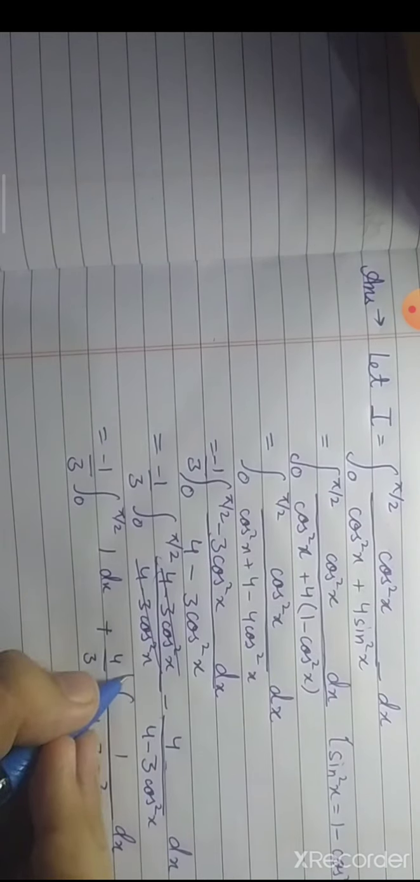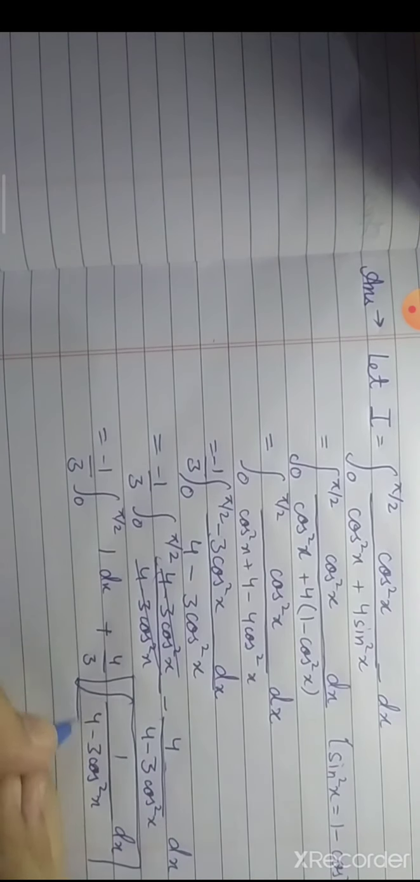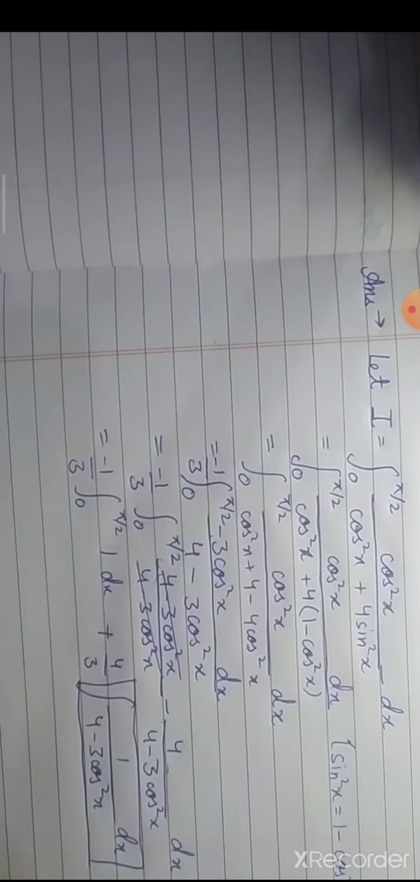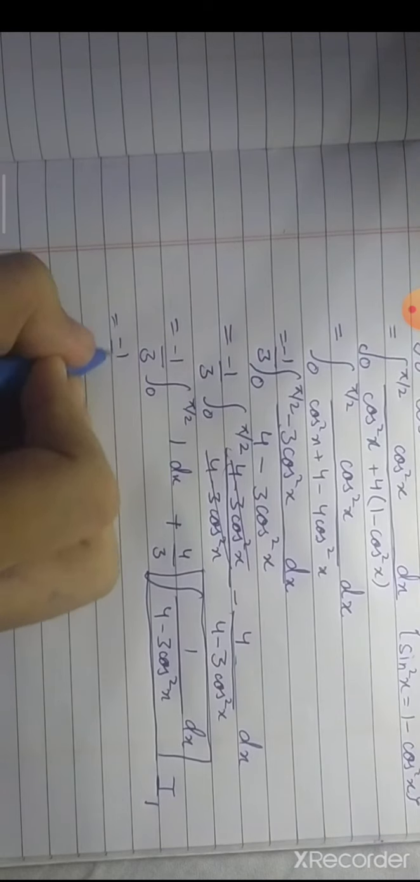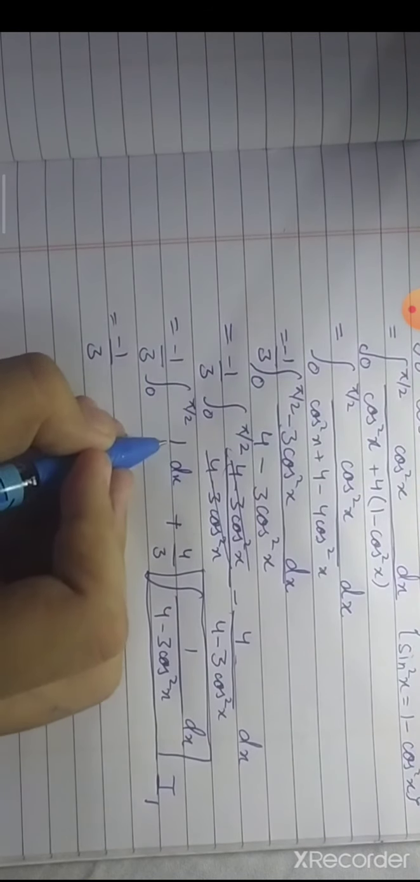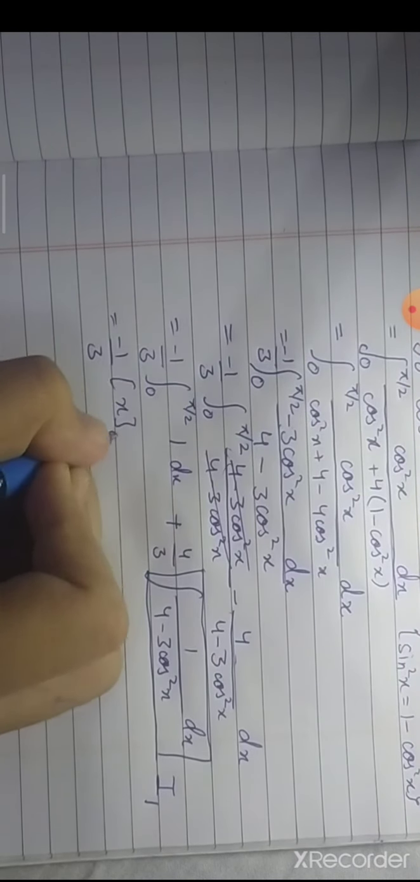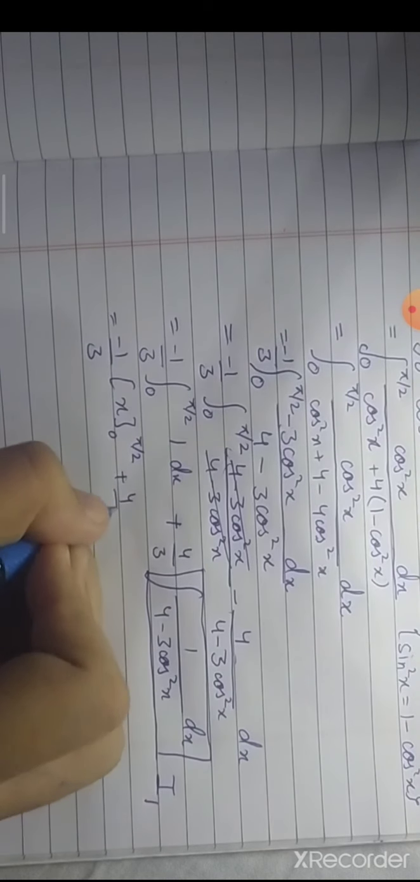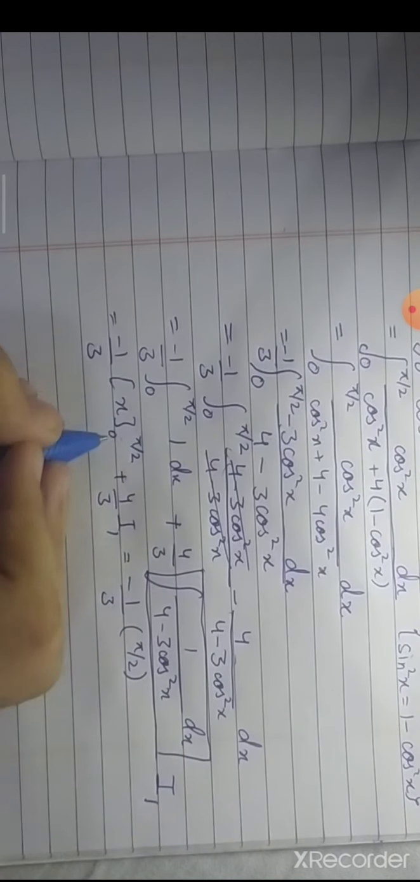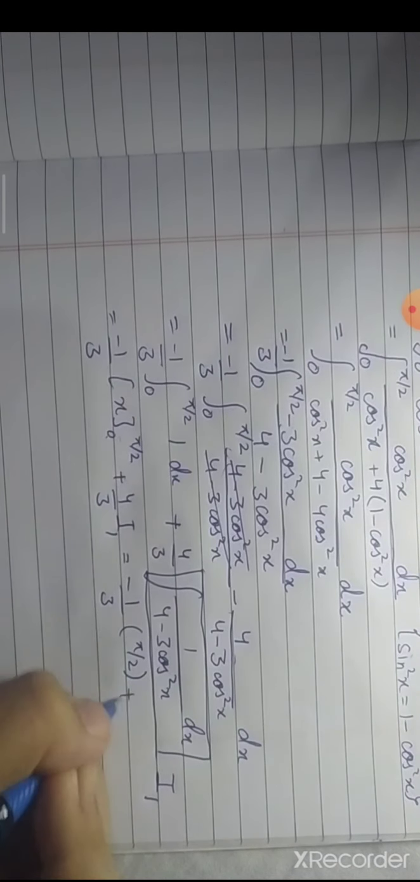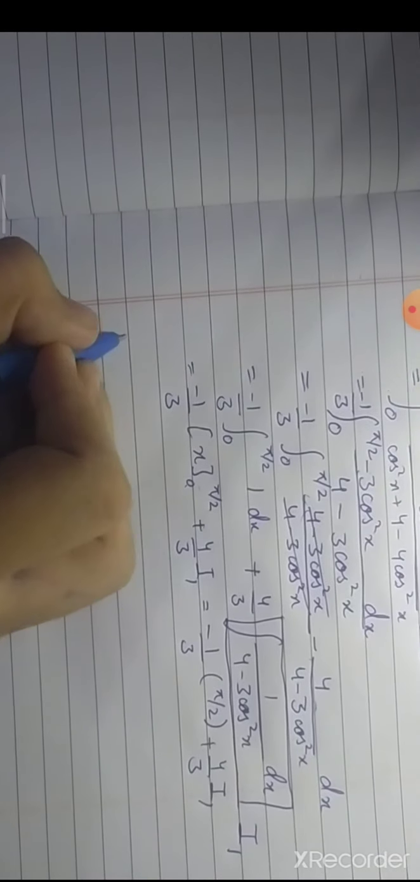Let us assume this integral as I1. So it is minus 1 upon 3, the integration of 1 is x, limit from 0 to pi by 2, plus 4 upon 3 I1. That equals minus 1 upon 3, pi by 2 minus 0, which is pi by 2 (upper limit minus lower limit), plus 4 upon 3 I1. So now we will find what I1 is.